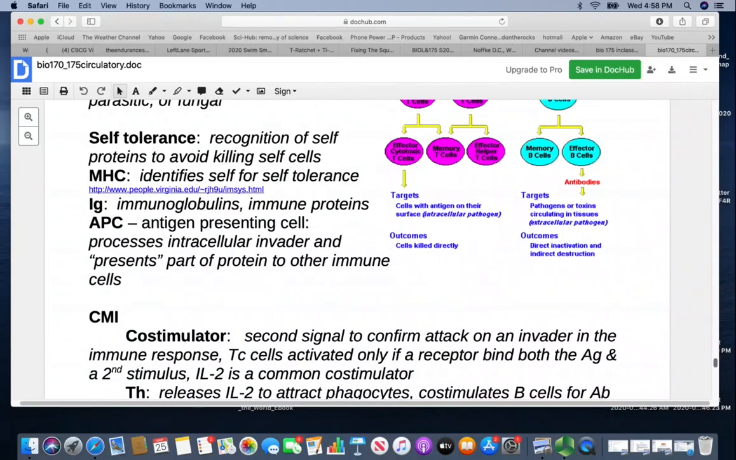Antigen-presenting cells are important. When there is an invader, not all cells are able to process that invader and call for help. Sometimes that cell can't do that, and you have to wait till it does encounter an antigen-presenting cell. What this will do is take part of the protein and display it on the outside of their cell to the other immune cells to get an immune reaction to occur.